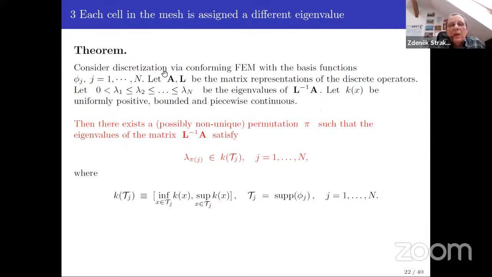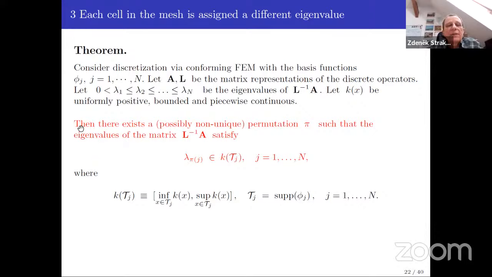And the theorem says, let's have a conforming finite element discretization. That's all. No other assumption. A and L are the standard representations using this discretization. Lambda 1 to lambda n are the eigenvalues of this preconditioned operator. Now let K be uniformly positive. That's just an assumption at the beginning. Bounded and piecewise continuous. This is just a technical assumption. It can be much more general, but it doesn't bring any more strength into the theorem. So that's why we keep that one.